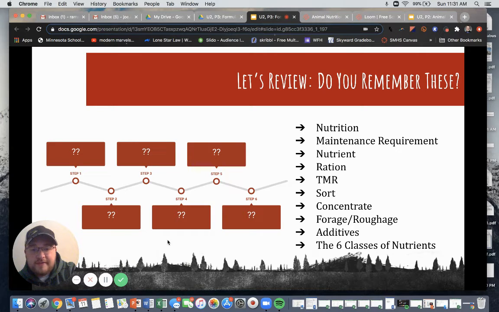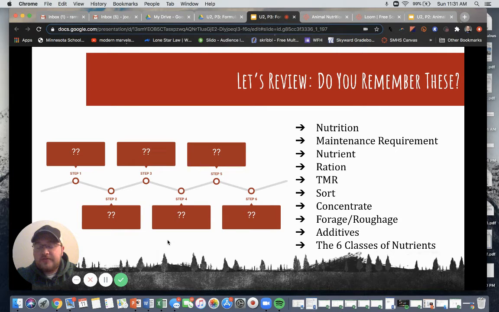Concentrates, forages, and roughages are important to know. Concentrates are going to be concentrated in energy, but lower in fiber. Forages and roughages, however, are going to be high in fiber and lower in energy. Additives are any non-nutrient item that we add into our feed to help maintain the goals of our production.